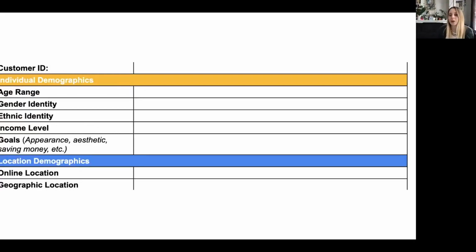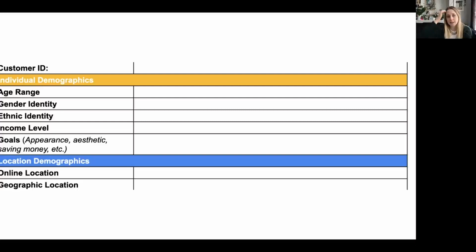So the first thing we're going to look at, you will see that this matches up with the worksheet. When you open up your worksheet for this presentation, you will see the exact same cell blocks. So the first thing we're looking at is the customer ID, the individual demographics, and the location demographics.